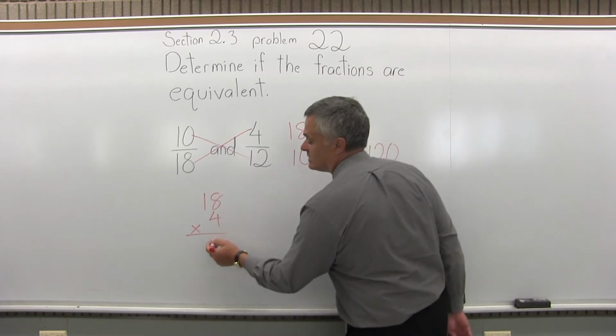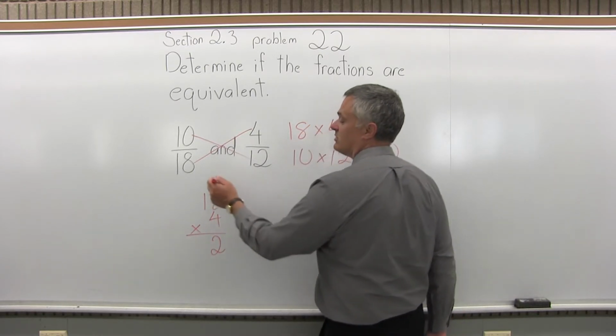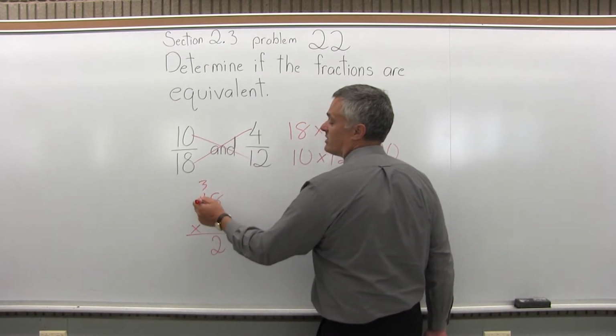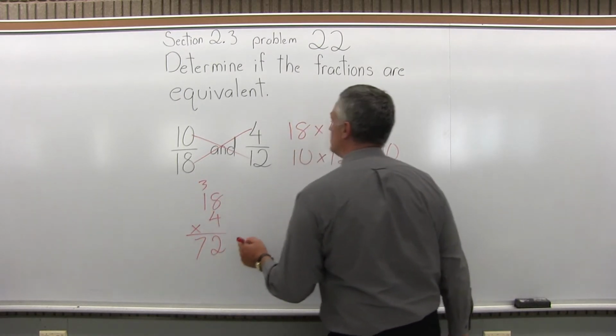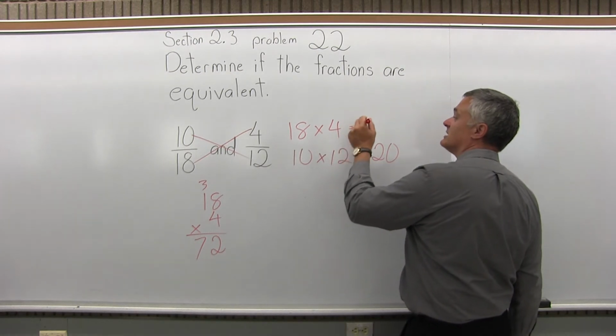4 times 8 is 32. Write the 2 from the 32, carry the 3. Then 4 times 1 is 4. 4 plus 3 more is 7. So there's the 72 that I was expecting.